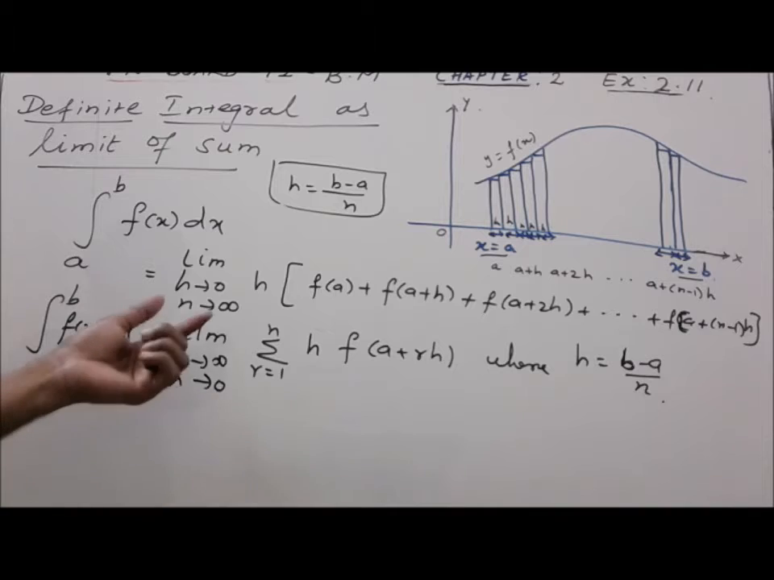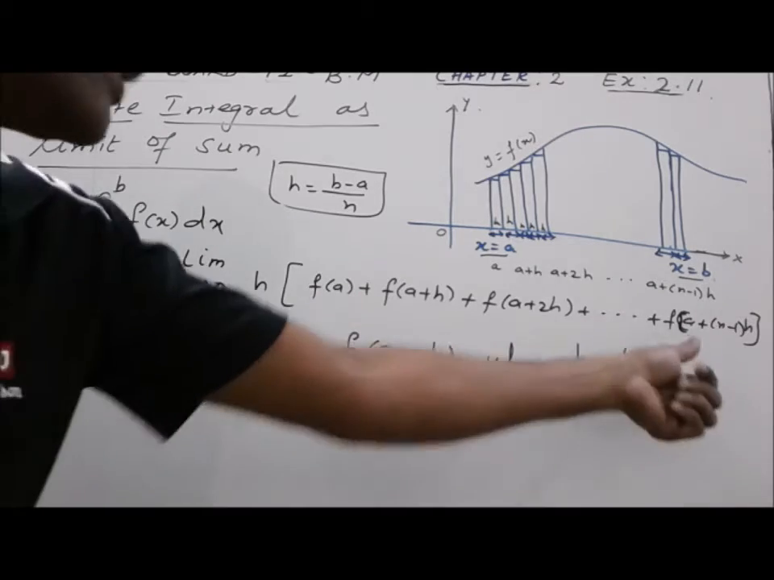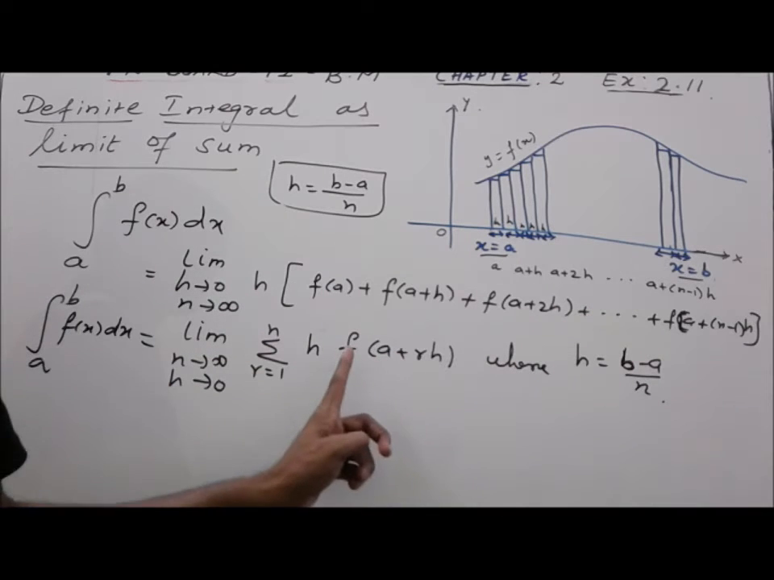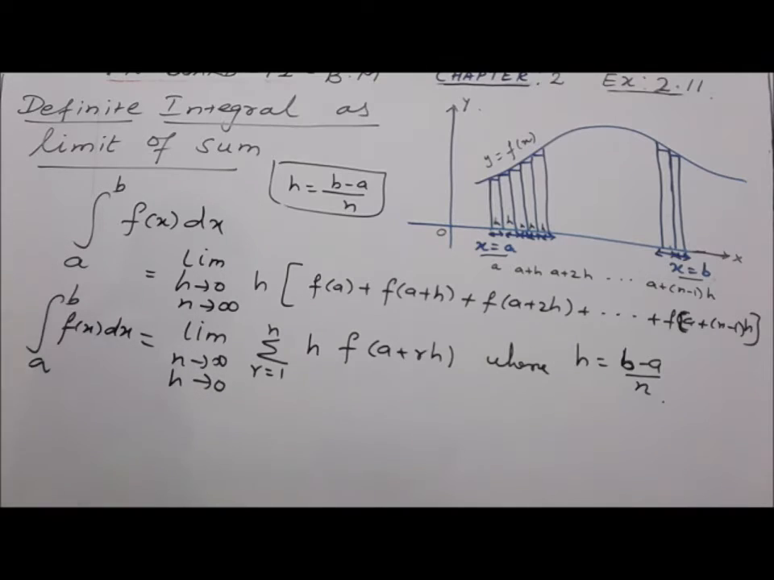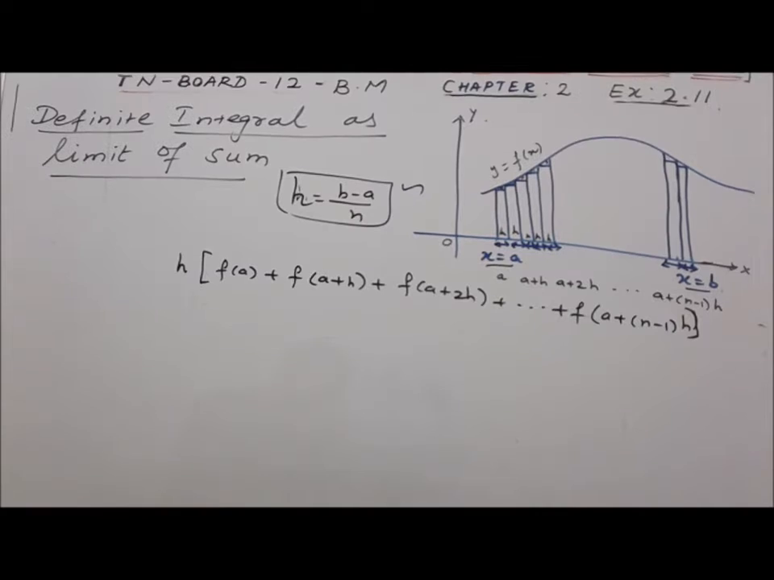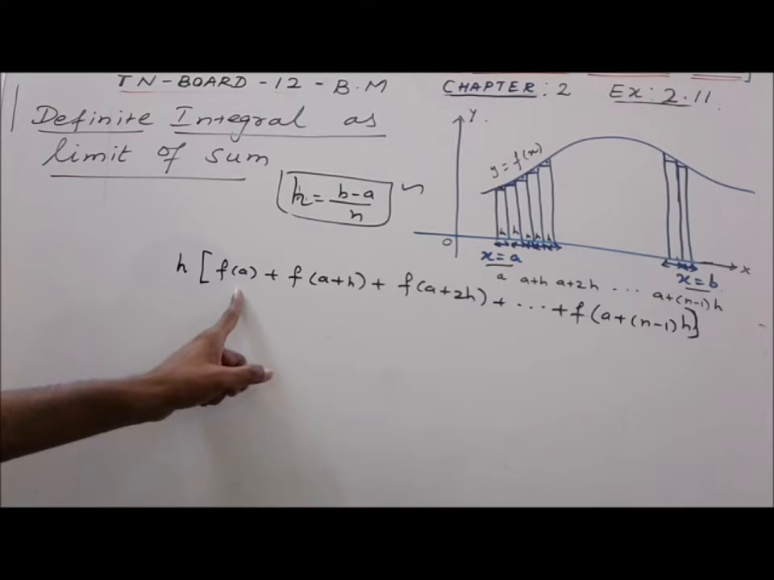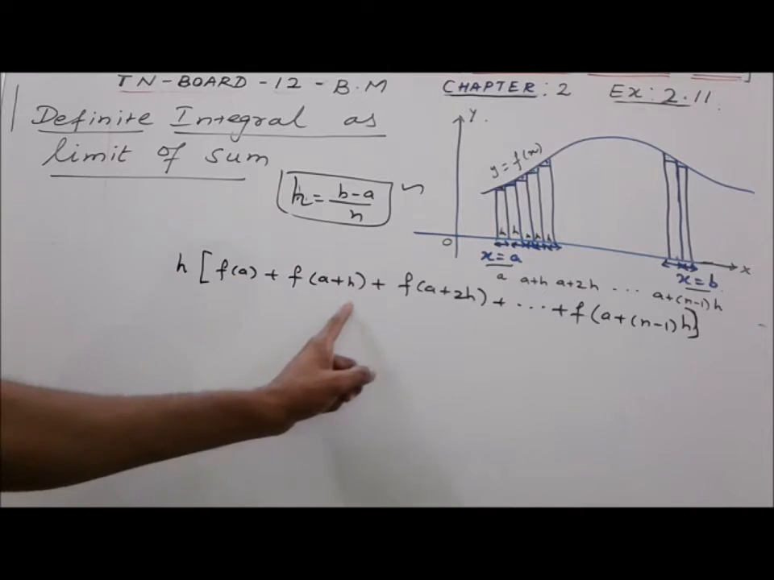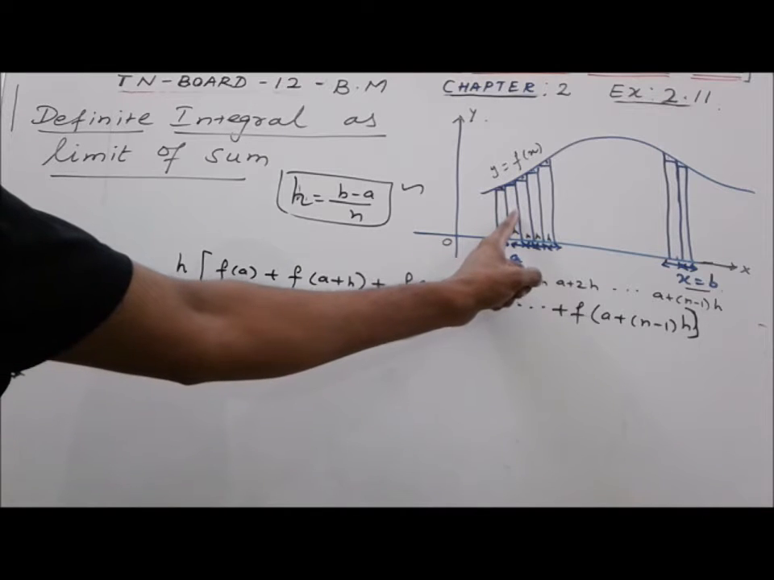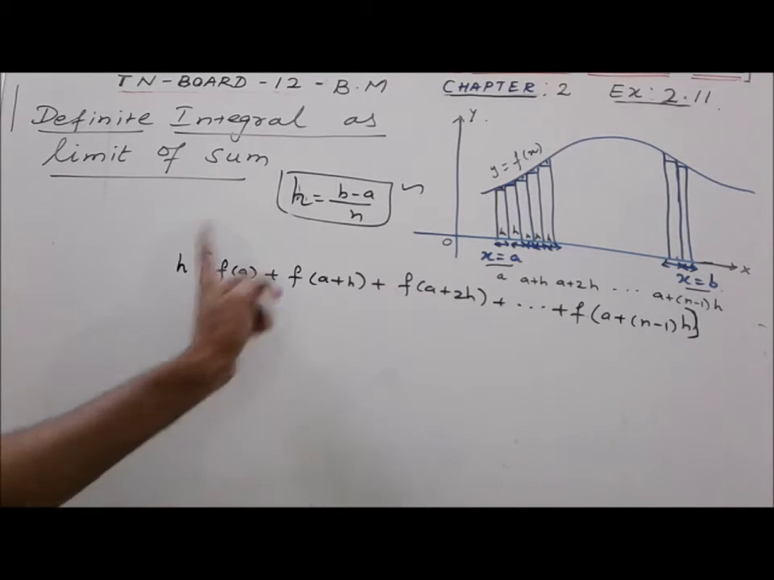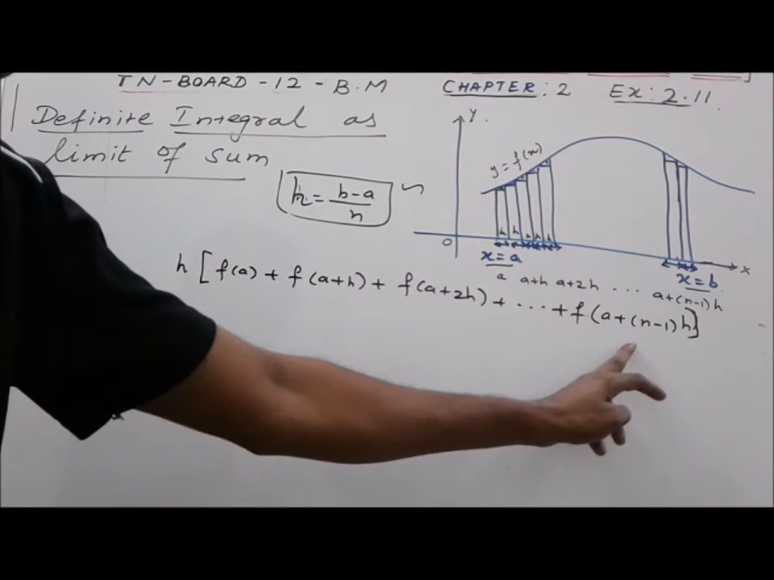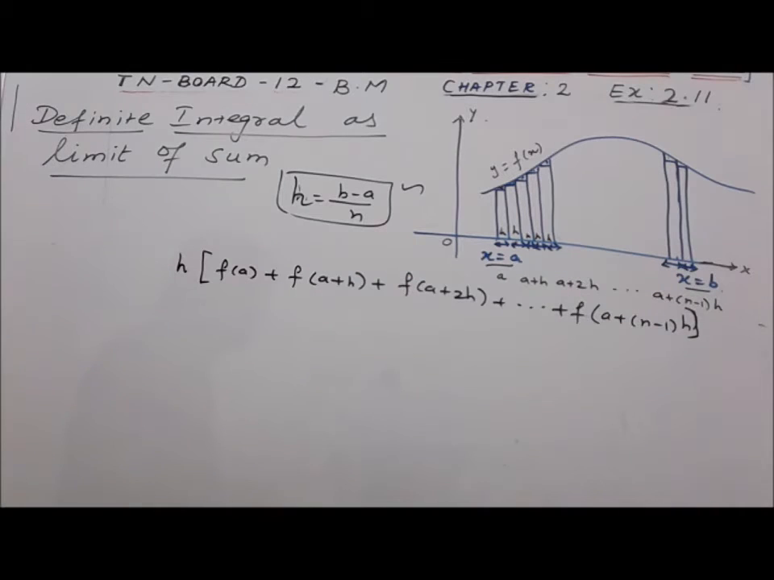(n minus 1) into h. Simplifying this, the total sum can be written as the sum of r equal to 1 to n of h into, in general, f of a plus rh, where h is equal to (b minus a) divided by n. In this formula, h into f of a gives the area of the first rectangle, h into f of a plus h gives the area of the second rectangle, and h into f of a plus 2h gives the area of the third rectangle, and so on. The last one gives the area of the last, nth rectangle.